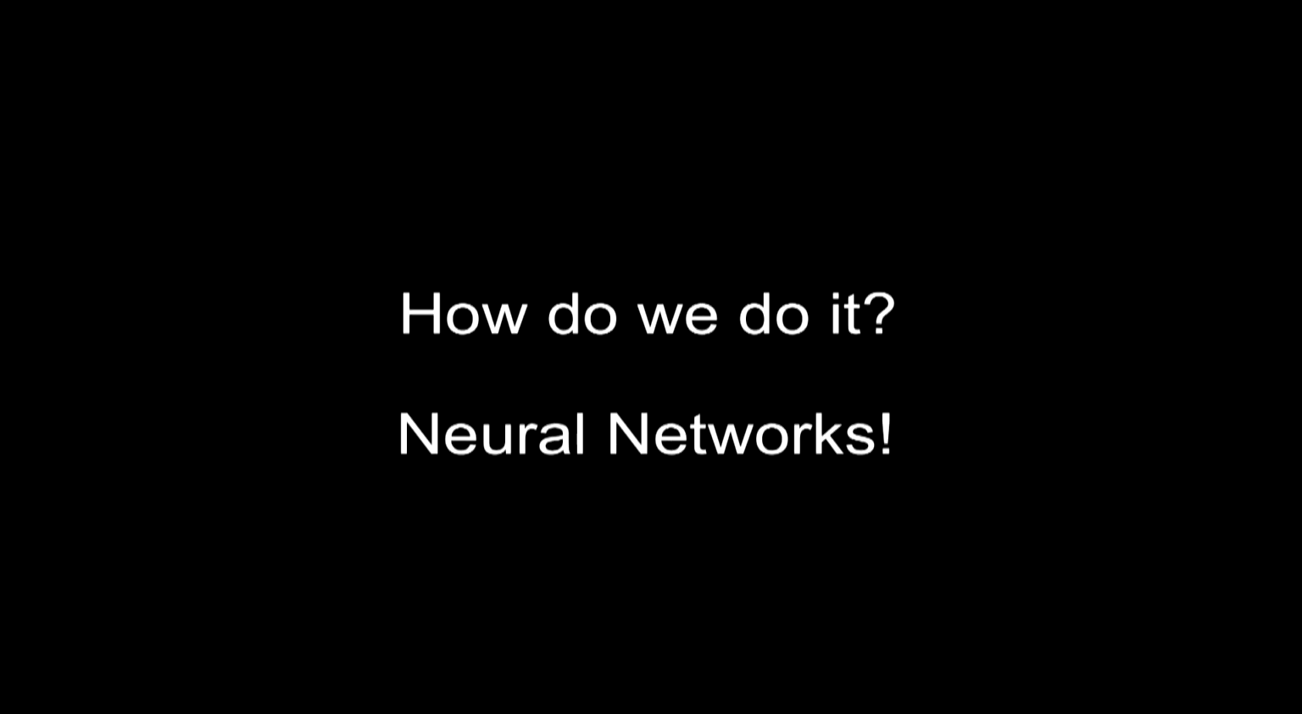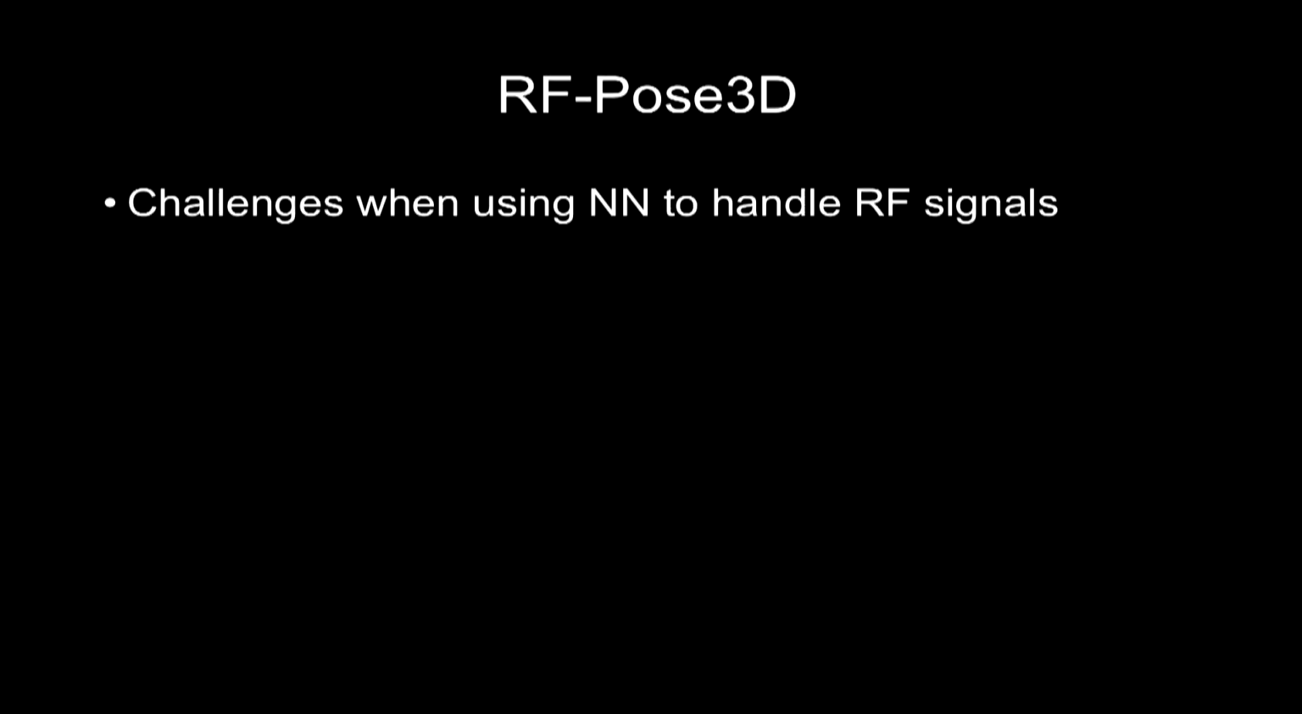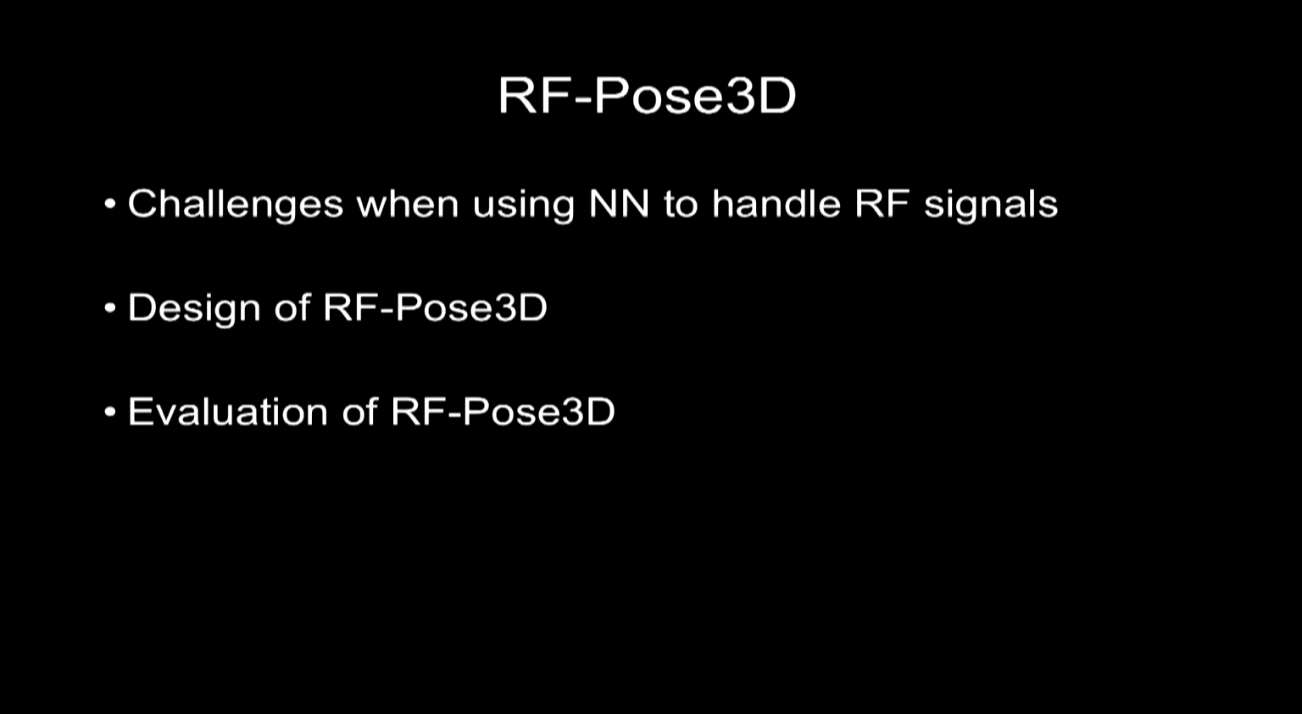In the rest of this talk, I'm going to tell you the details of our system, RF-Pose 3D, which, as I said before, is based on a neural network. However, you cannot simply use a neural network to work with RF signals, which are very different from images or videos. So I'm going to start by telling you what the differences and challenges are when you want to use a neural network to process RF signals. And then I'm going to tell you how we solve these challenges and design our model. Finally, I want to show you more quantitative evaluation results of our system and tell you when it works and when it doesn't.